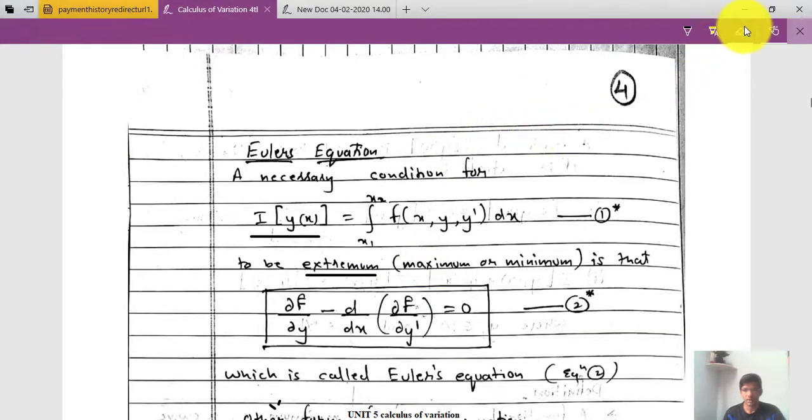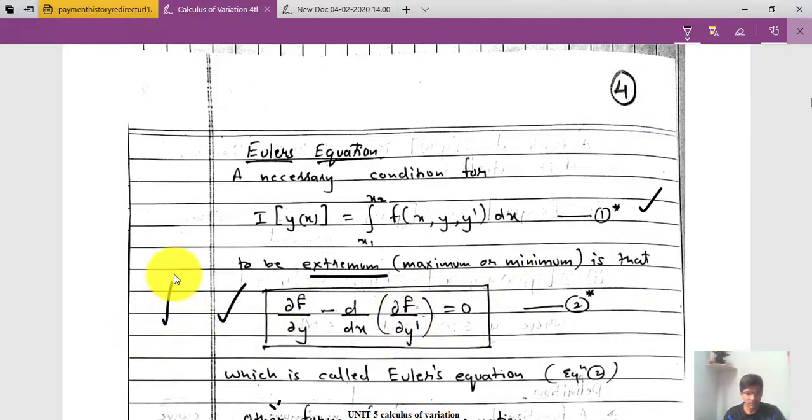A necessary condition, that is Euler's equation, for any given functional written in the form I of y of x over the limits x1 to x2, wherein f is a function which contains x, y, and y prime. Let me consider this as equation 1. For it to be an extremum, either maximum or minimum, it must satisfy Euler's equation, that is, dou f by dou y minus d by dx of dou f by dou y prime is equal to 0.